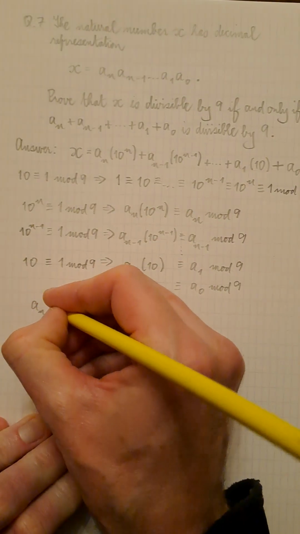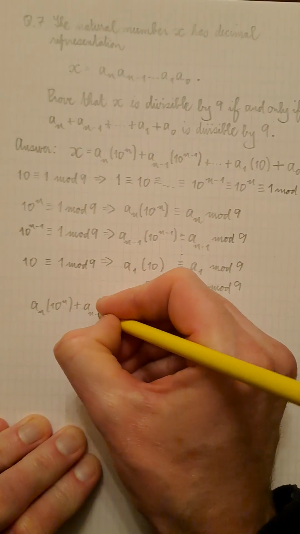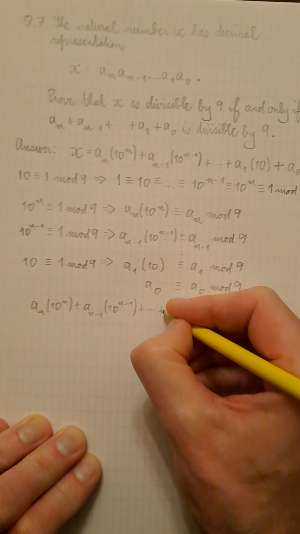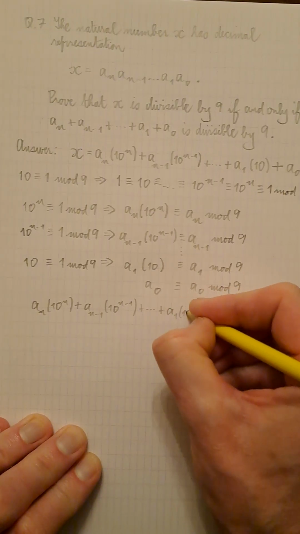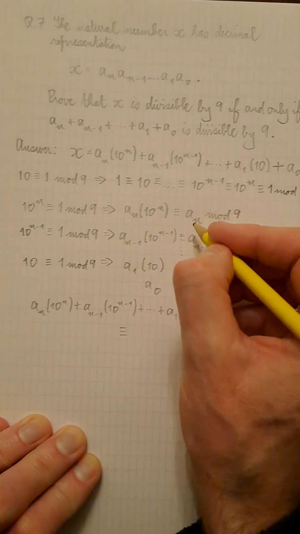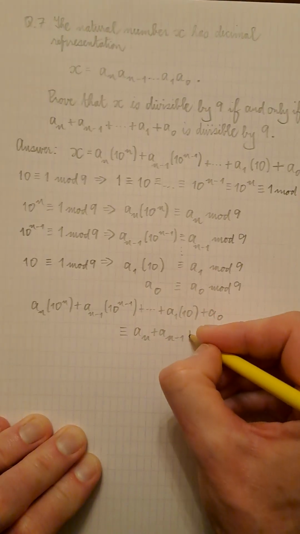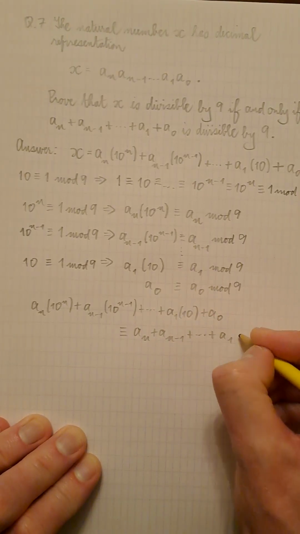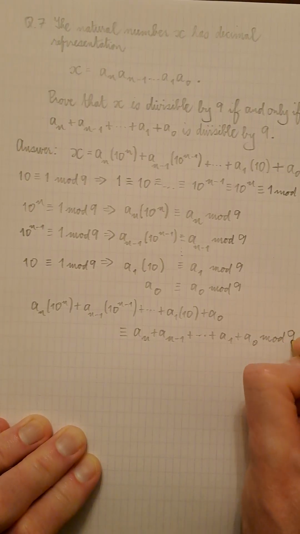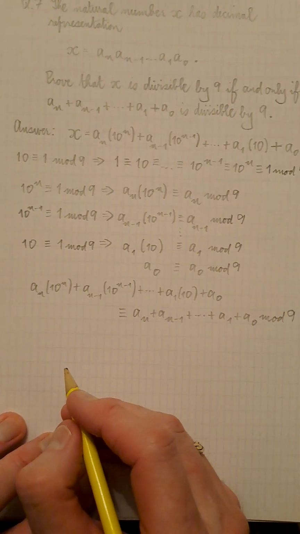we get a_n multiplied by 10 to the power of n plus a_{n-1} multiplied by 10 to the power of n minus 1 plus a_1 times 10 plus a_0, and all of that must be congruent to a_n plus a_{n-1} plus all the way down to a_1 plus a_0 mod 9. In other words, x is congruent to the sum of its digits mod 9.